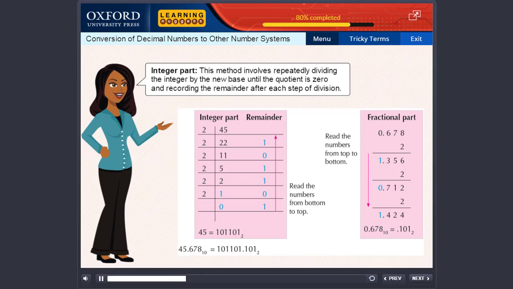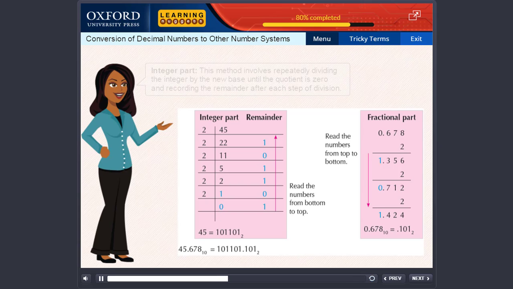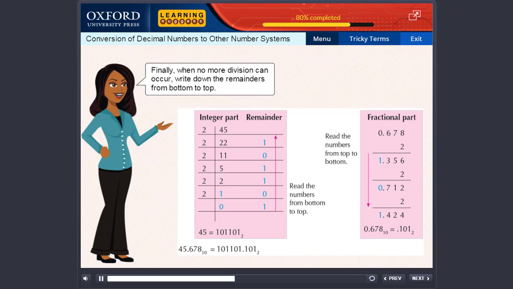Integer part. This method involves repeatedly dividing the integer by the new base until the quotient is 0 and recording the remainder after each step of division. Finally, when no more division can occur, write down the remainders from bottom to top.